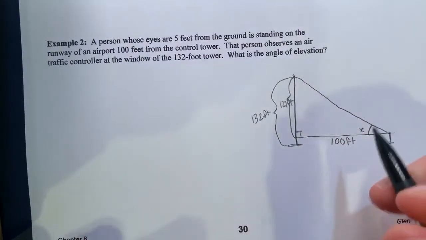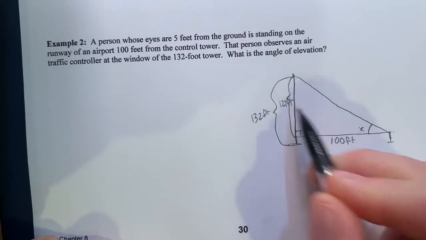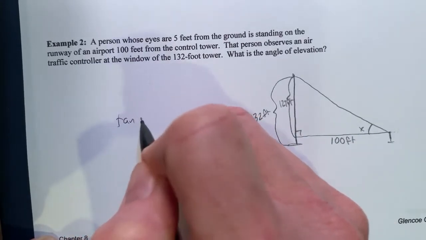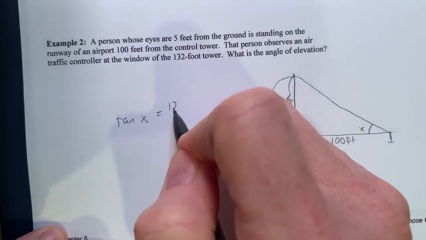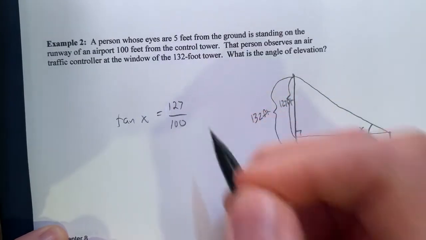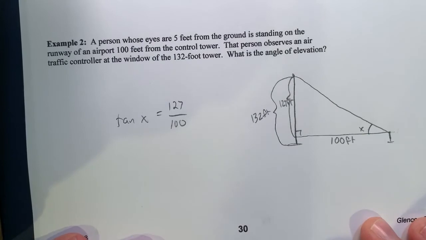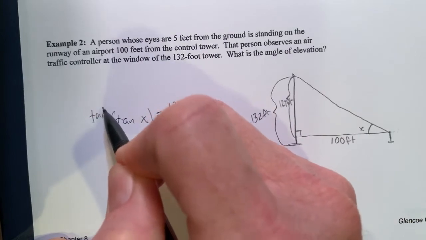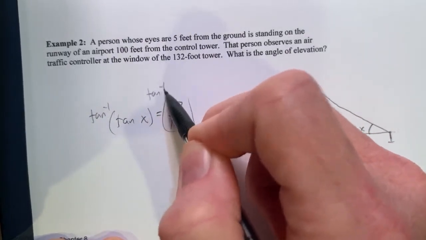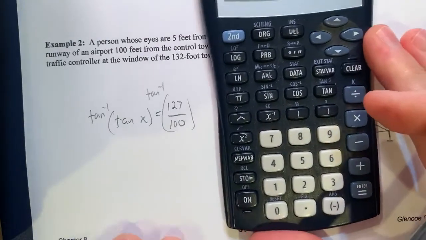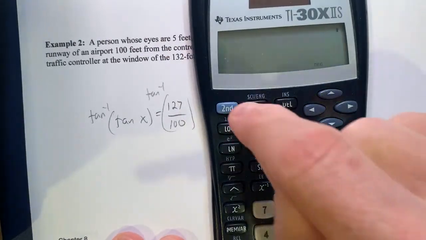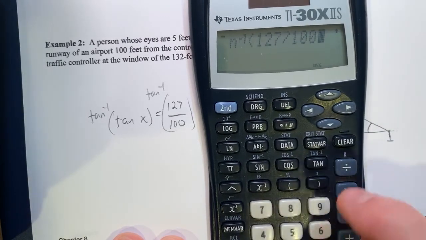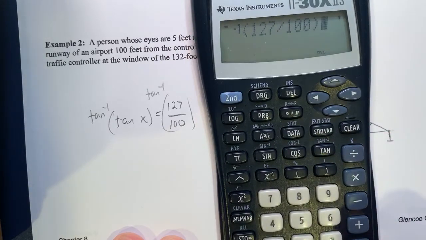So let's go ahead and write our equation. Again, we're looking at opposite and adjacent with respect to this angle, that's tangent. So tangent of X equals 127 over 100. And all we have to do to get X all by itself is the tan inverse. Make sure you show this work. Okay, so clear that out from the last problem. And we're going to go second tan, 127 divided by 100, so that we have tan inverse of that ratio.